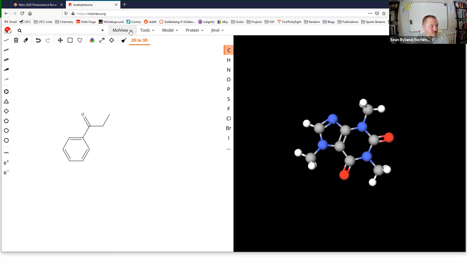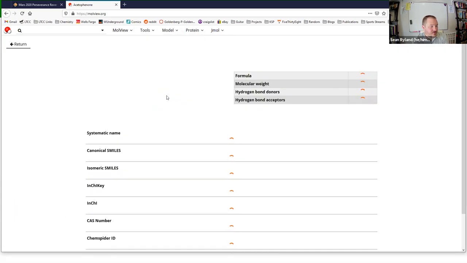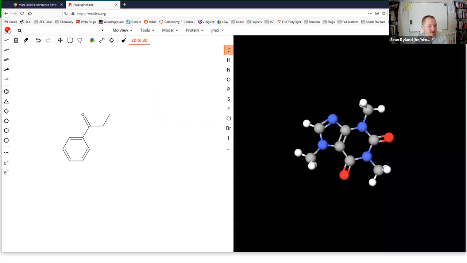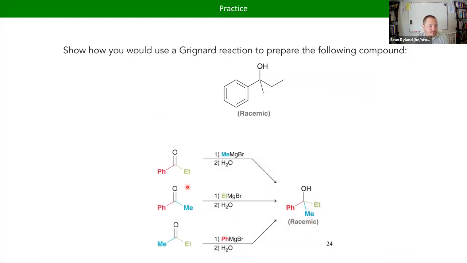However, if you happen to have this compound in the stockroom instead, propiophenone, it's going to be less common. But if this is what you have in the stock room, or that you can buy for cheap, or that is a naturally occurring product, you might want to start here and use the methyl magnesium bromide, right? So it gives us a lot of possibilities for where we're starting based on what we have access to. We have different ways of getting to the same product depending on what we start with.